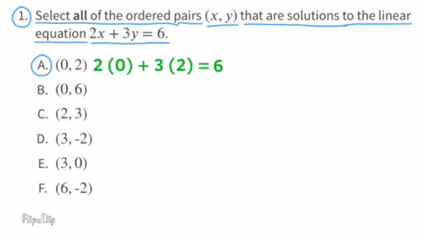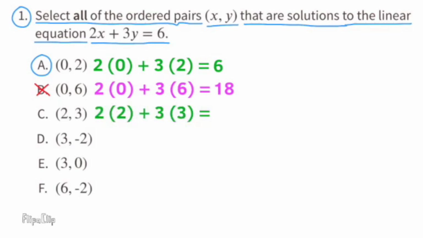Let's do the same thing for B. Substitute a 0 for the x and a 6 for the y. 2 times 0 equals 0, plus 3 times 6. 3 times 6 is 18, and 0 plus 18 equals 18. Since the linear equation equals 6 and the ordered pairs for B equal 18, the ordered pairs for B are not a solution. C. Substitute the x with a 2 and substitute the y with a 3.